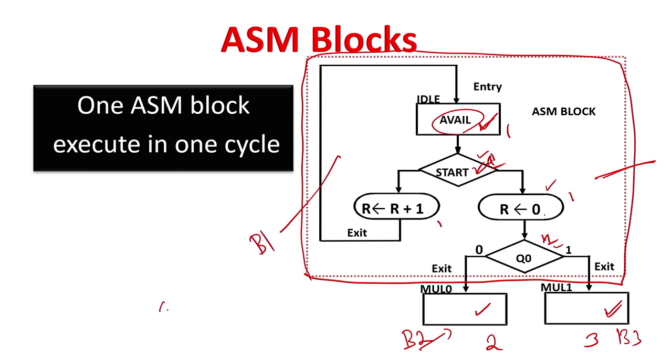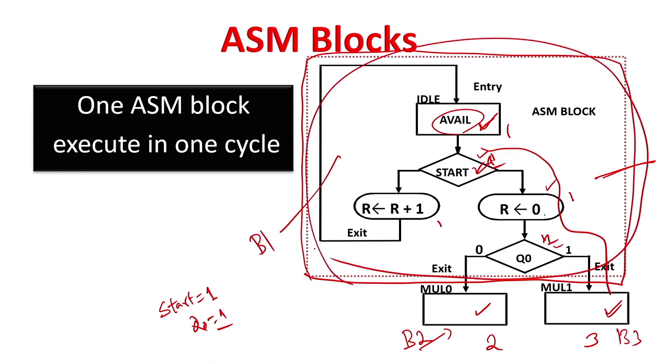transitions. When start is equal to 1 and Q0 is equal to 1, then it will follow this path and it will go to MOL 1. So, the whole block executes in one cycle and it goes to the next cycle. In the next cycle, it reaches this block.